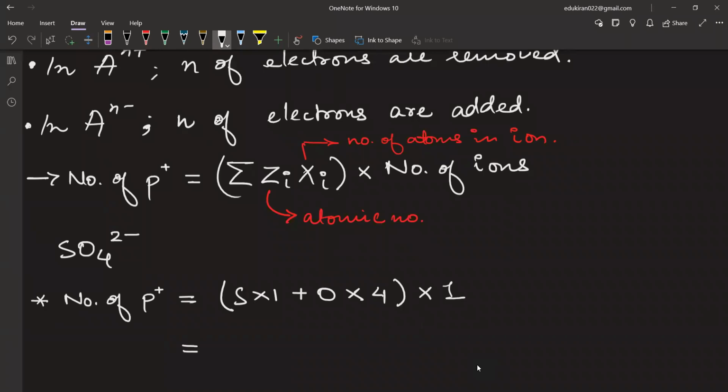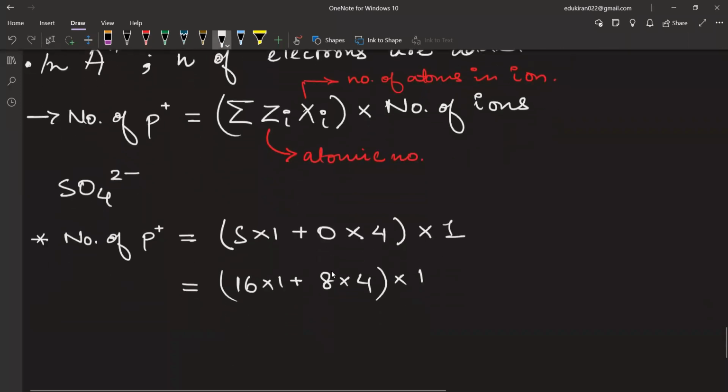And what is the atomic number of sulfur? Z is atomic number. 16. So 16 into 1 plus oxygen, how much is it? Oxygen is 8, right? 8 into 4 into 1. This will be equal to how much? 16 ones are 16, 8 fours are 32. 32 plus 16 will be equal to 48.